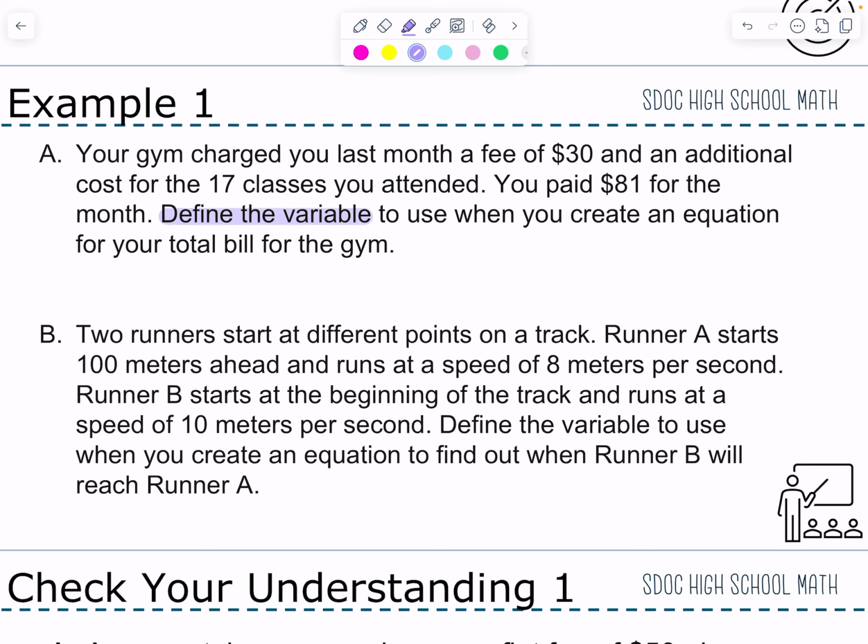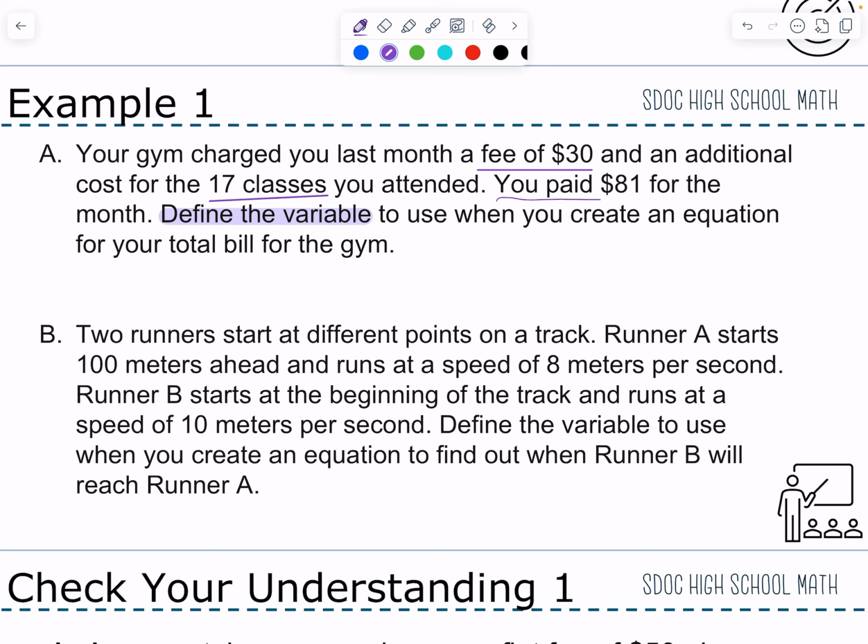So to define the variable, we need to find what's changing. So I looked at this, the gym charged you a $30 fee. Now, did that change last month? No, they charged me that. I cannot change that amount. They charged me an additional cost for the 17 classes that you attended. Could that change? Yes. Maybe I only chose to go to 10 classes, or maybe you chose to go to 20 classes. So the number of classes that you choose to attend does change.